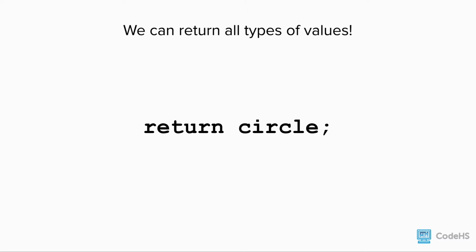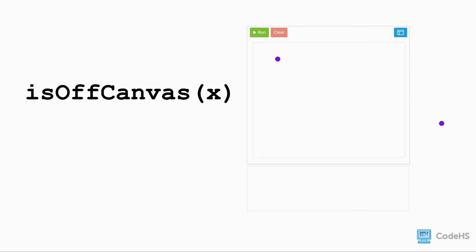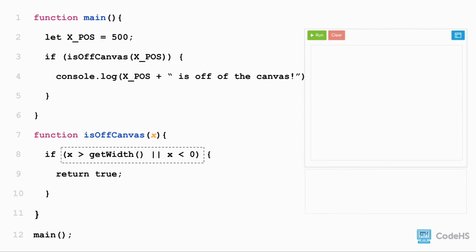Let's take a look at a program that returns a Boolean value. The function isOffCanvas has a parameter of x and returns true if the x value is off the canvas. So the right dot returns true, and the left dot would return false. So for our isOffCanvas function, we basically want to know, is the x value greater than getWidth or less than 0? If it is, then that means it's not on the canvas, so we want to return true.